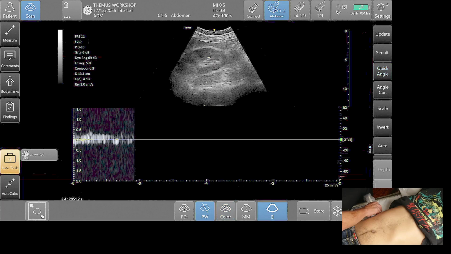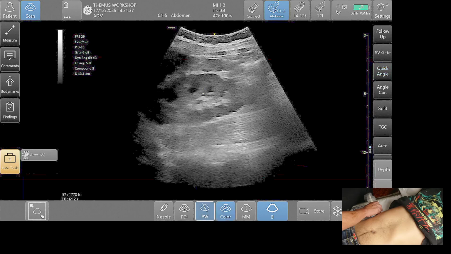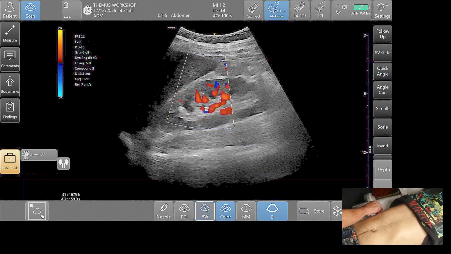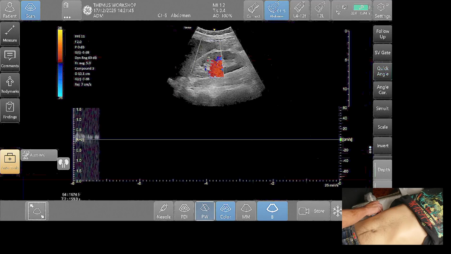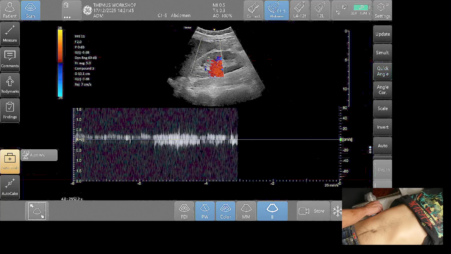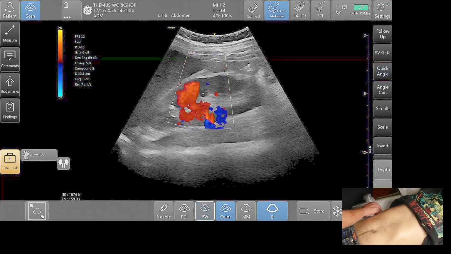If possible, then we turn on the color, and hold the breath. Okay, now we ask our model to hold the breath and to sampling here. Sorry, you can breathe again. Hold the breath.